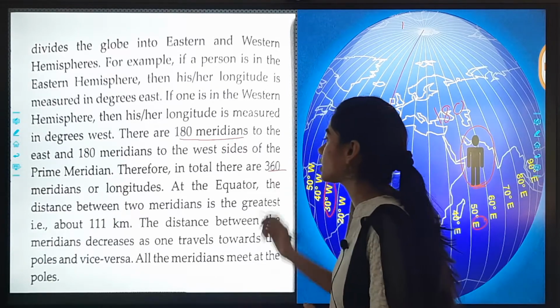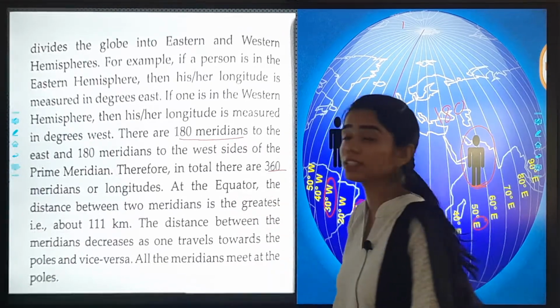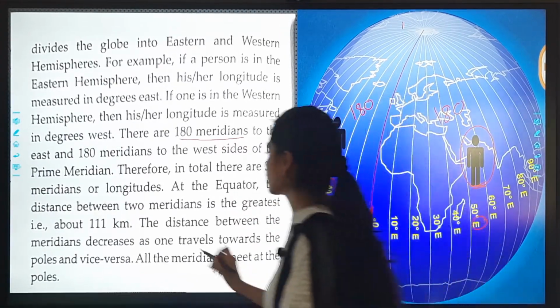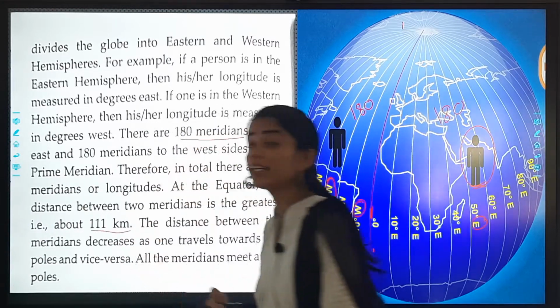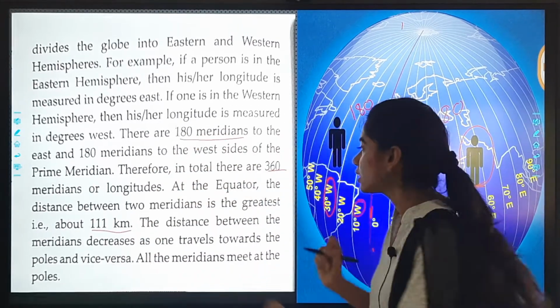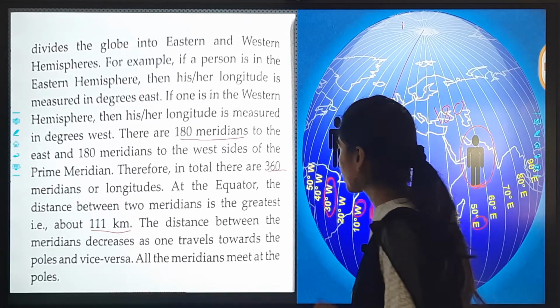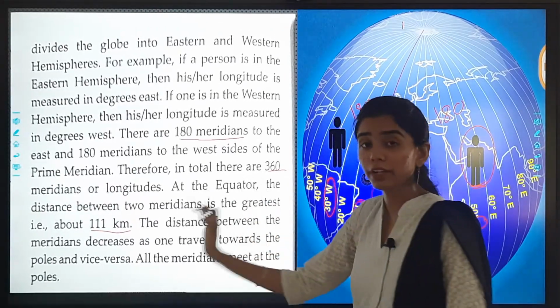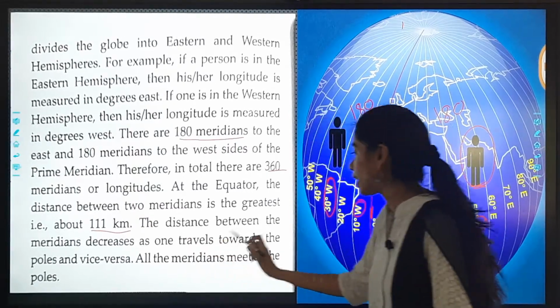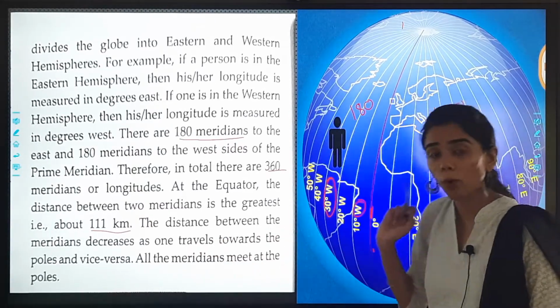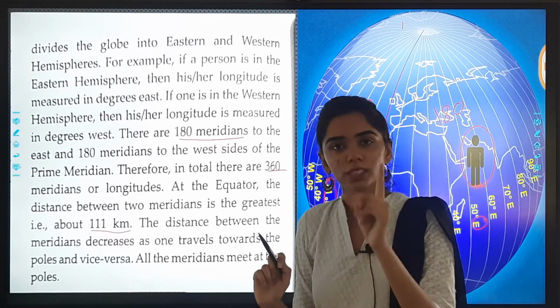At the equator, the distance between two meridians is the greatest, that is about 111 kilometers. That is the biggest difference, 111 kilometers. The distance between the meridians decreases as one travels towards the poles and vice versa.